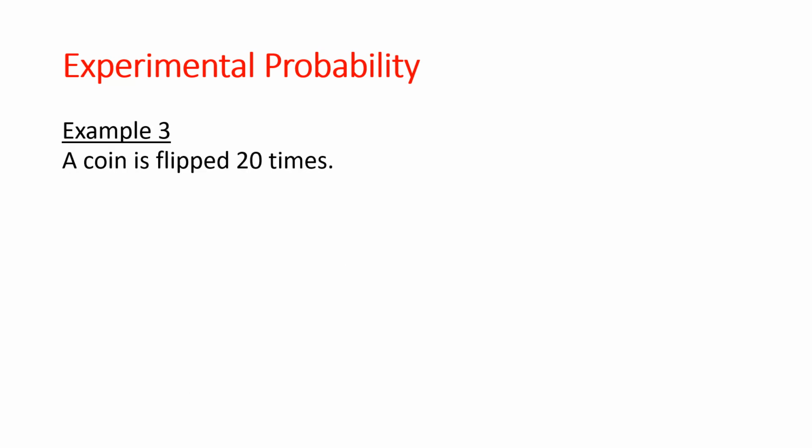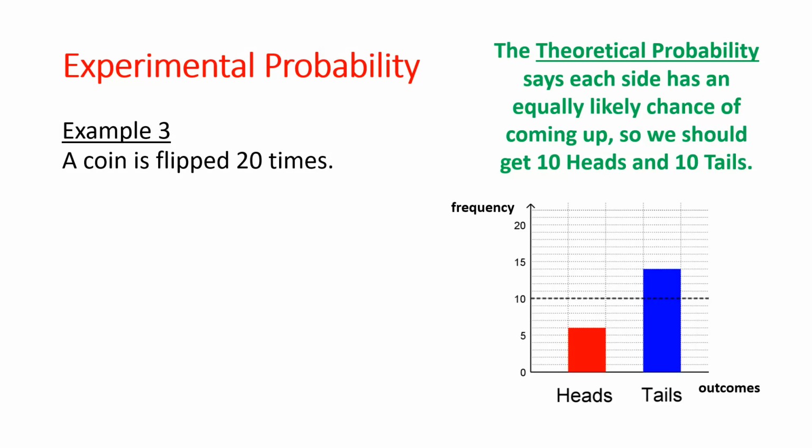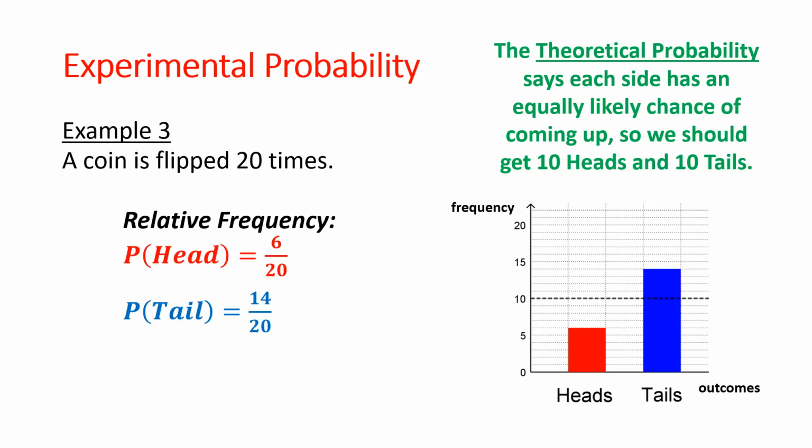What about if I flipped a coin 20 times? Well, again, the theory says I should get an equally likely chance of each, so I should get 10 heads and 10 tails. But once again, when I do my experiment, I find that I don't often get 10 of each, and in this experiment, I happen to get 6 out of 20 heads and 14 out of 20 tails, as my relative frequency results show.